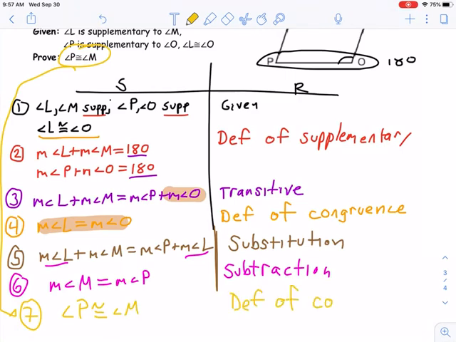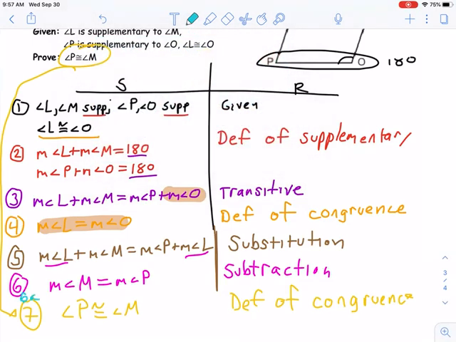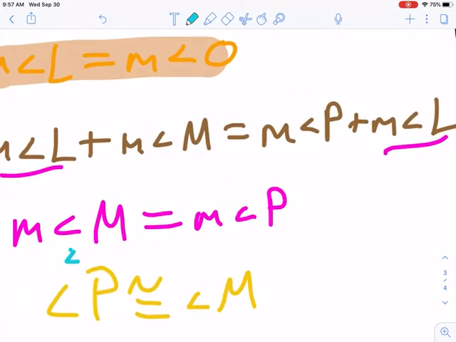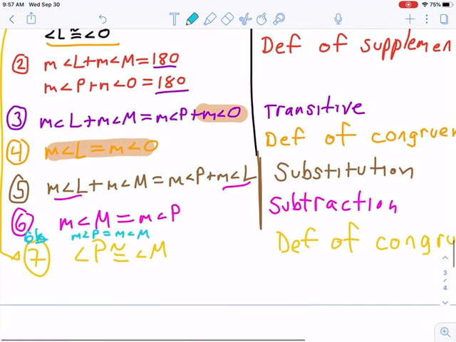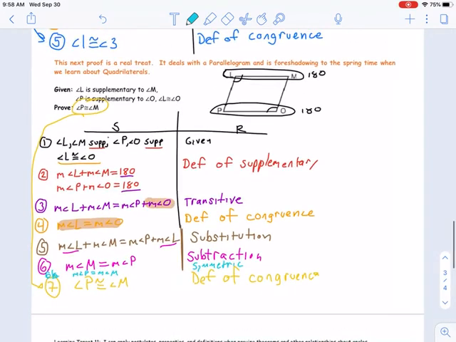I could have even added a symmetric property in there. I guess I should. Let me do this really fast. Bonus step. This is 6A, or 6B, I should say. Extreme close-up. Whoa. Measure of angle P equals the measure of angle M. I could have swapped the order. Symmetric.